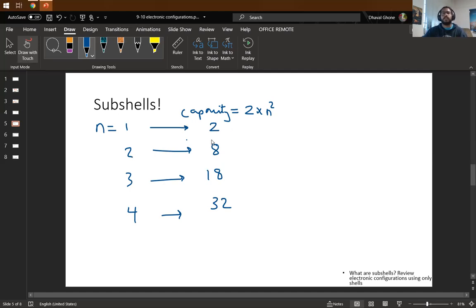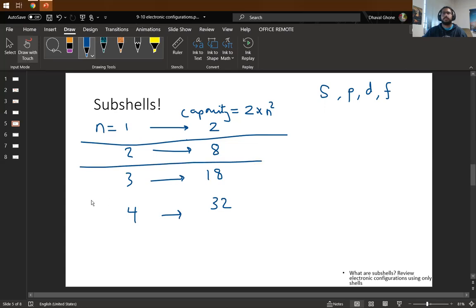But scientists have figured out that these are also divided into subshells. There are 4 kinds of subshells you need to care about. They have names instead of numbers. The first one is called S, second one is called P, third one is called D, and fourth one is called F. Do not worry about what these stand for. Just worry about remembering these 4 letters, S, P, D, and F. Okay. Do you know which shells contain what subshells?